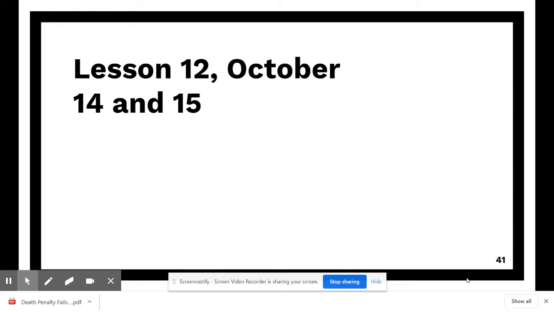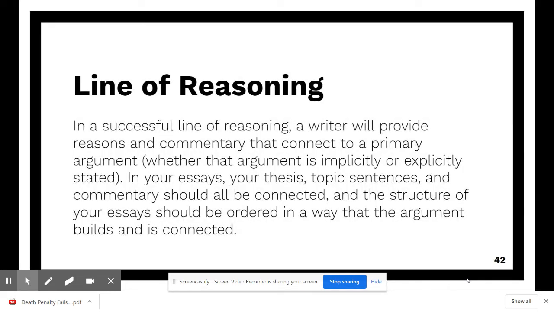So today we're going to focus on a concept that we've already talked about this year, but not in any great detail: line of reasoning. In row B on the scoring guide, you are scored on whether or not you have a line of reasoning. If you don't have a line of reasoning, then you can't get either a 3 or a 4 on any of the essays. So what does that mean?